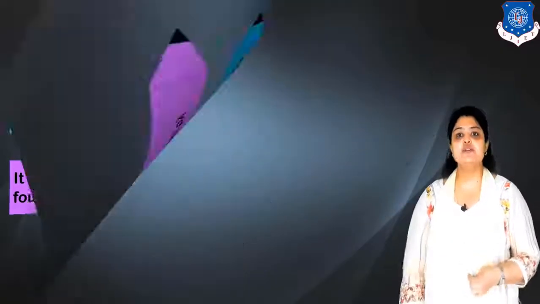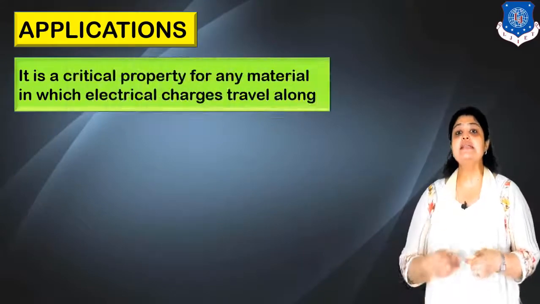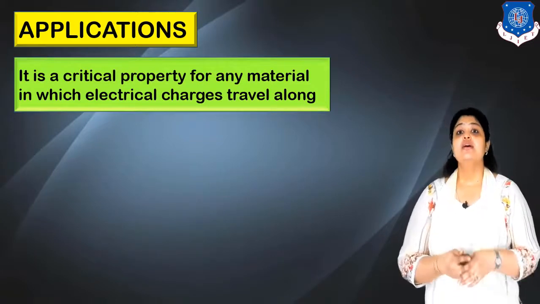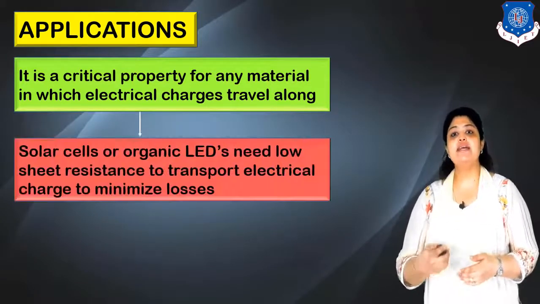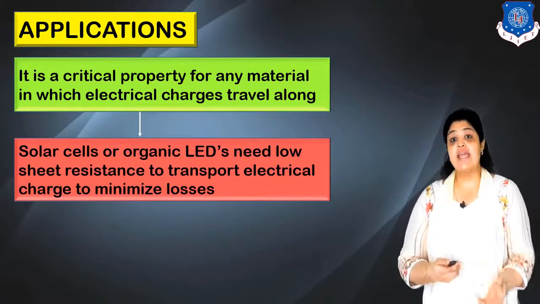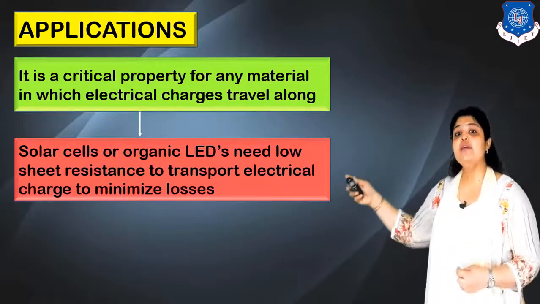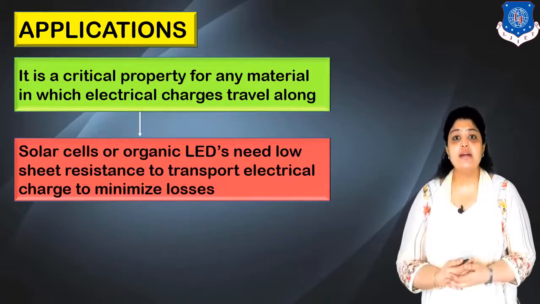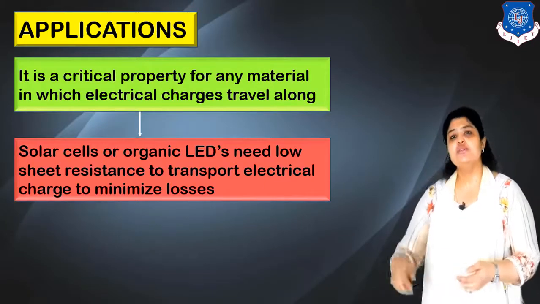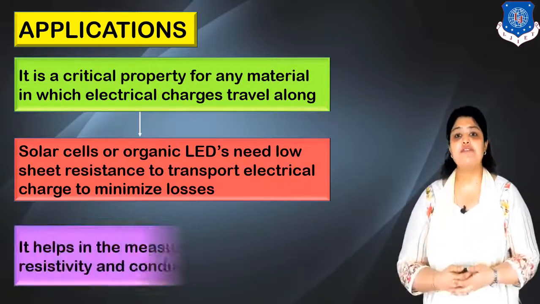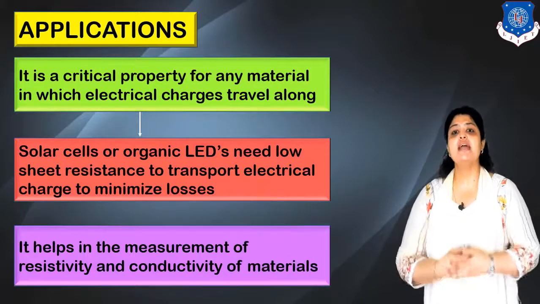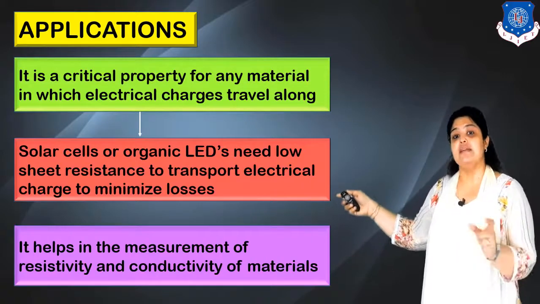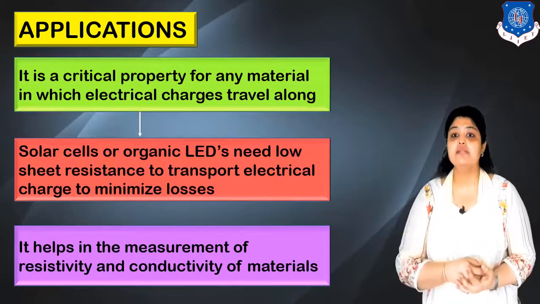Coming on to the applications of sheet resistance, the first application: it is a critical property for any material in which electrical charges travel along. Say for example, we are dealing with solar cells and organic LEDs. They are devices which require low values of sheet resistance to transport the electrical charge. Why is low resistance required? So that the losses are minimized. Next, it also helps in the measurement of resistivity and conductivity of materials. If we measure sheet resistance, from this we can determine the resistivity or the conductivity of samples both.